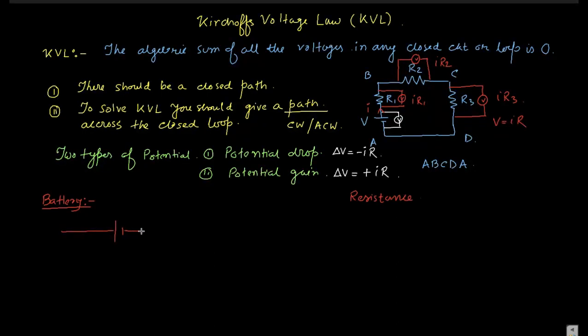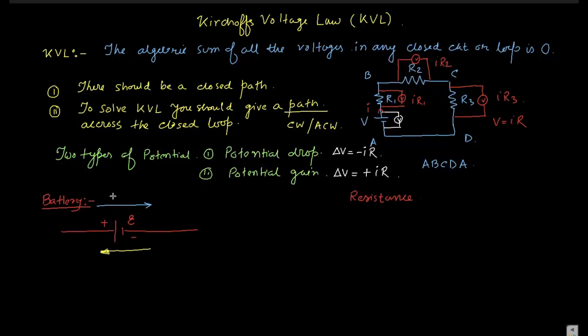If you consider a battery whose EMF is E, then obviously you know that this is the positive plate and this is the negative plate. Now what is the role of the path? The path may be chosen like this, or the path may be chosen like this. In which condition you can consider it a potential drop, and in which condition a potential gain, will be discussed now, and it is very easy to find.